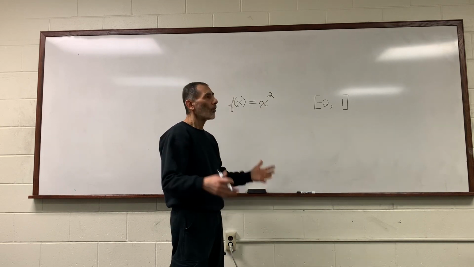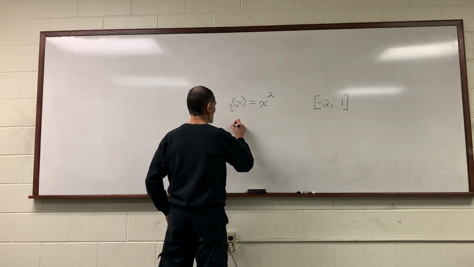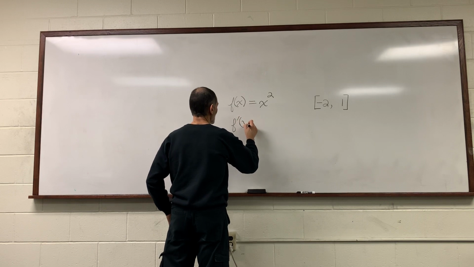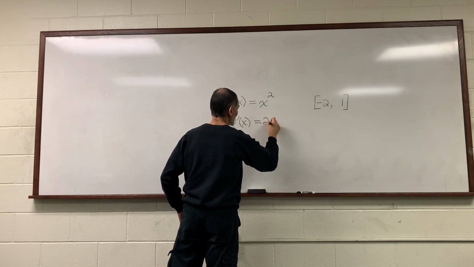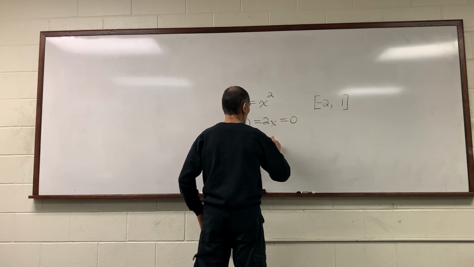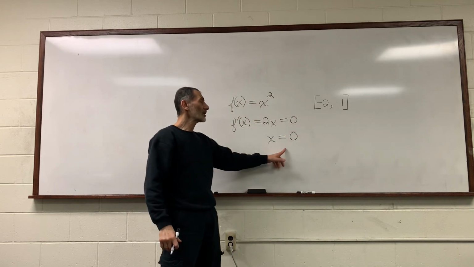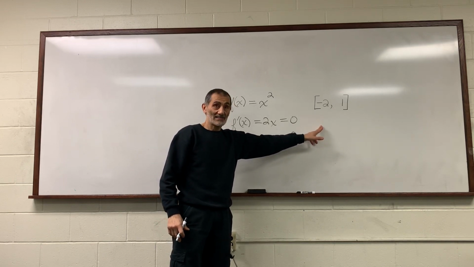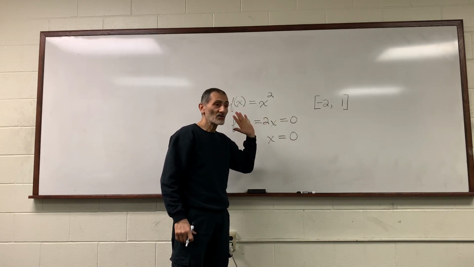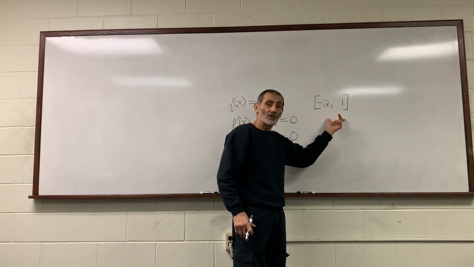So, what is our strategy? Step 1, let's find the critical numbers. F prime of x equals 2x. We'll set that derivative equal to 0. Our only critical number is x equals 0. Is 0 on the stated interval? Yes. If it were not, we would just throw it out because we're interested only in that interval.